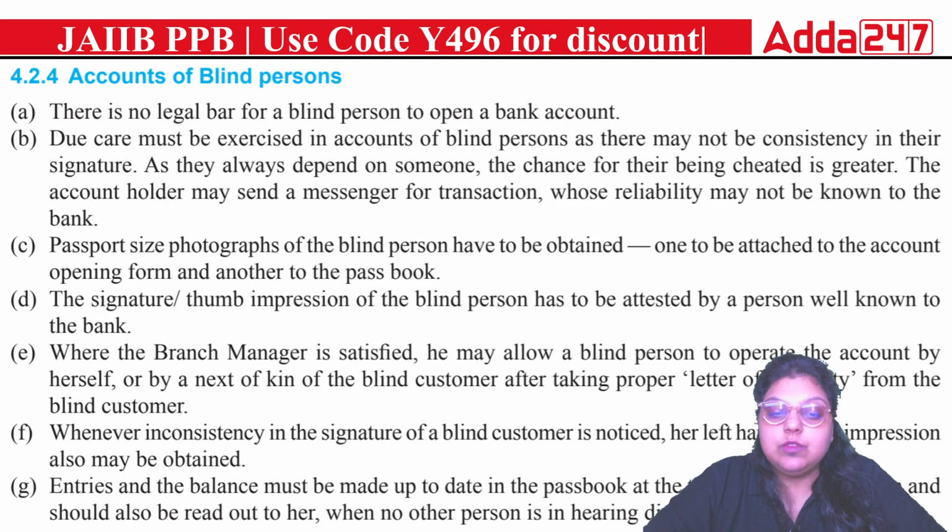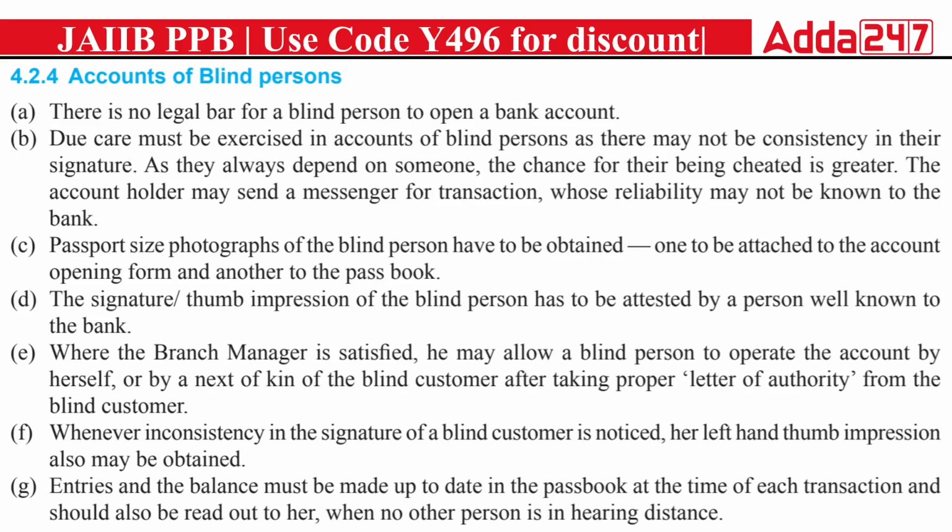Also, the passport size photograph has to be taken. One will be attached to the account opening form, one will be attached to the passbook. The signature or thumb impression of the blind person has to be attested by a person well known to the bank. Also, where the branch manager is satisfied, he may allow a blind person to operate the account by herself or by a next of kin of the blind person. Like the next relative of a blind person can also be allowed by the branch manager to manage the account after taking a proper letter of authority from the blind person. Okay.